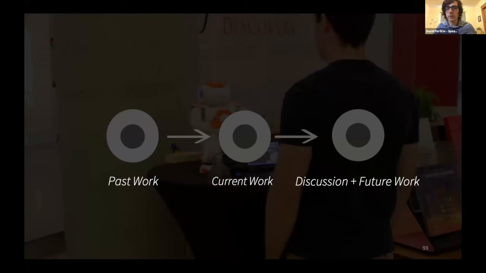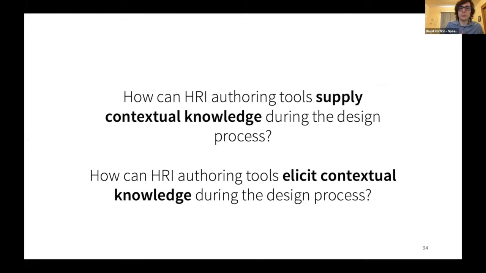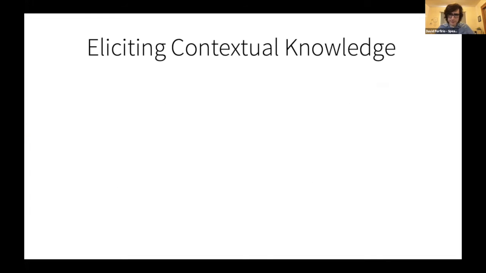I'm going to try to briefly touch upon this so that we can have time for discussion and questions. I would like to focus on how can human-robot interaction authoring tools supply contextual knowledge during the design process, and then also how can they elicit contextual knowledge during the design process. And I think that one way to begin eliciting contextual knowledge is to begin shifting focus to end user programming.